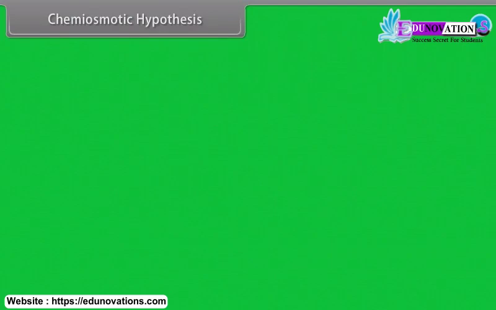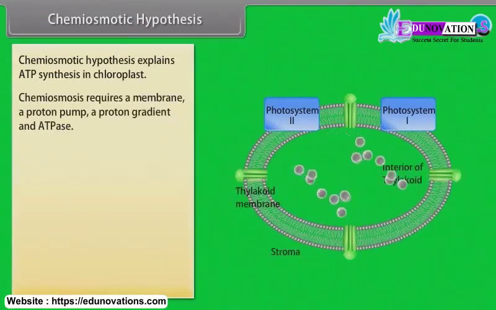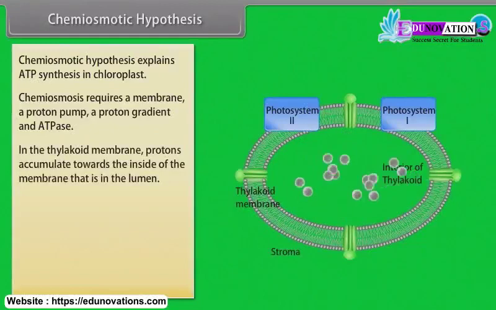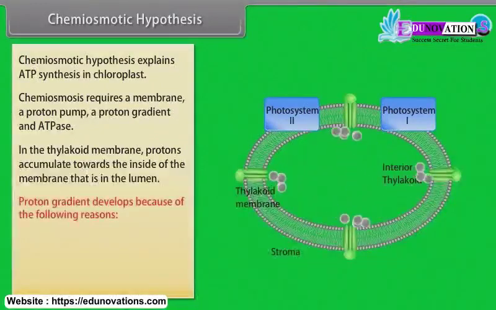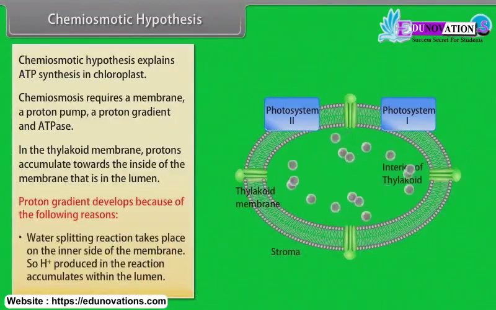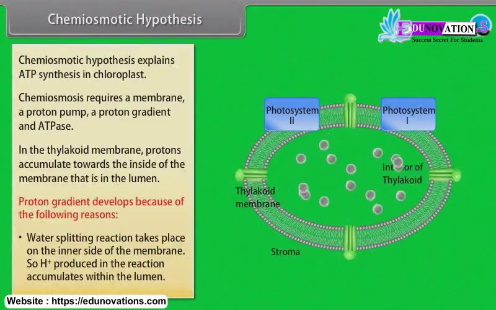Chemiosmotic hypothesis. The chemiosmotic hypothesis explains ATP synthesis in chloroplast. Chemiosmosis requires a membrane, a proton pump, a proton gradient and ATPase. In the thylakoid membrane, protons accumulate towards the inside of the membrane, that is, in the lumen. A proton gradient develops because of the following reasons. The water splitting reaction takes place on the inner side of the membrane. So, hydrogen ions produced in the reaction accumulate within the lumen.